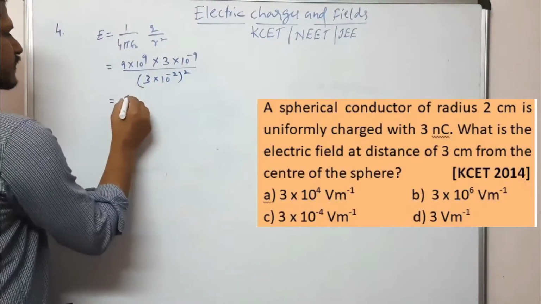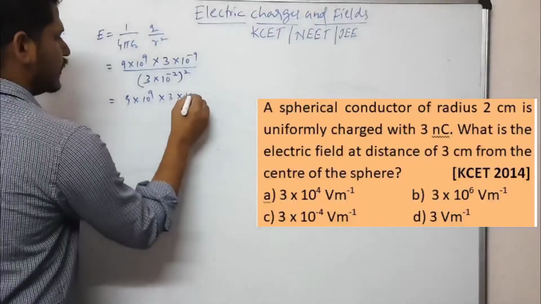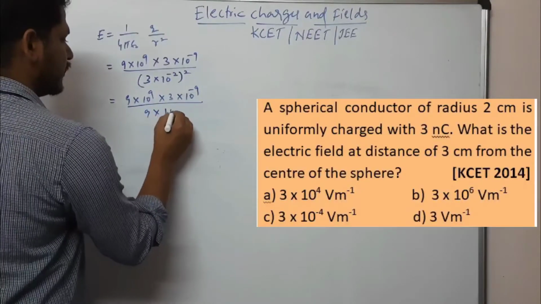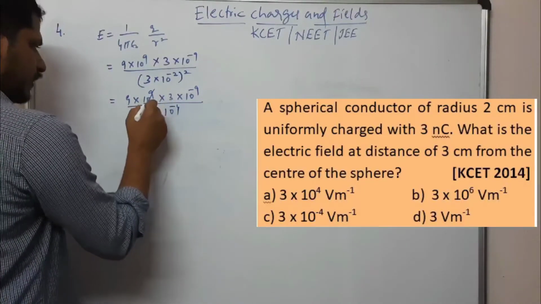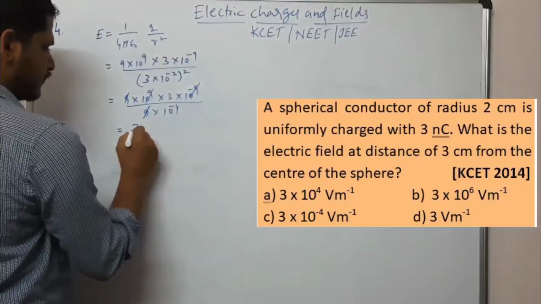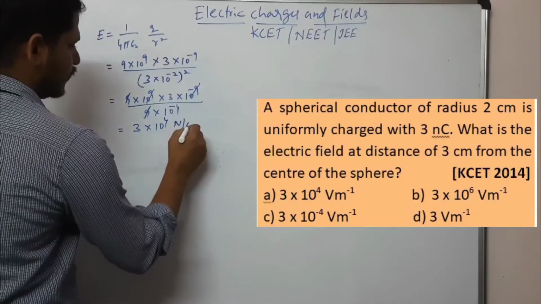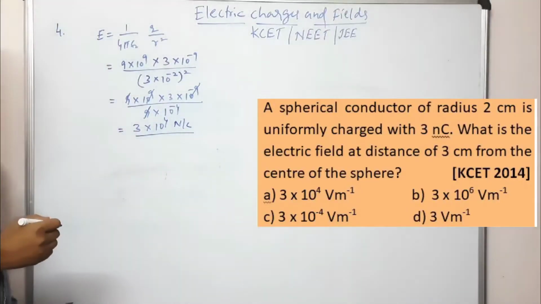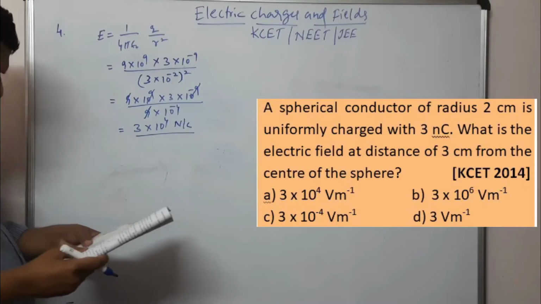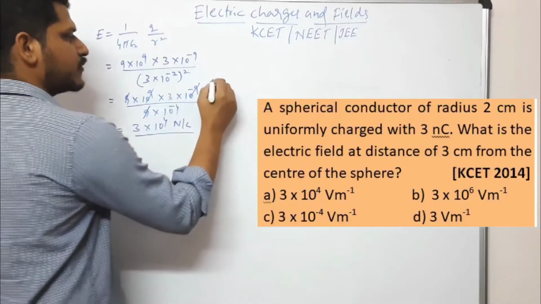Then it is 9 into 10 to the power of 9 into 3 into 10 to the power of minus 9, divided by 3 3s are 9, 10 to the power of minus 4. The 9 and minus 9 cancel. This equals 3 into 10 to the power of 4 Newton per Coulomb. So this is the answer according to the given option, 3 into 10 to the power of 4 volt per meter. This is given in terms of volt per meter.